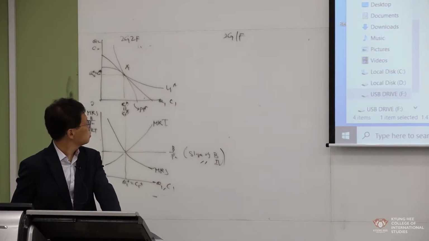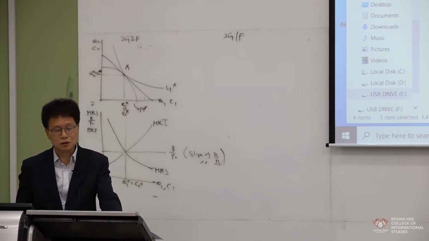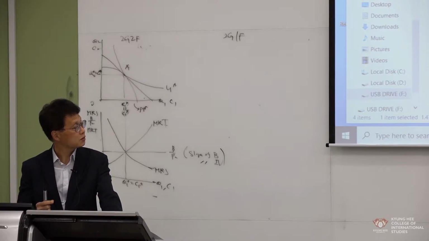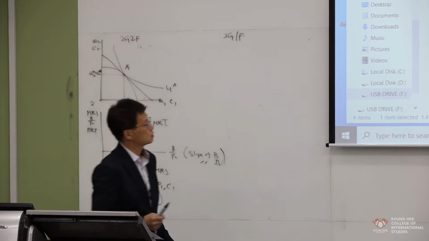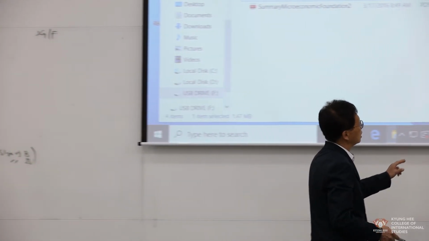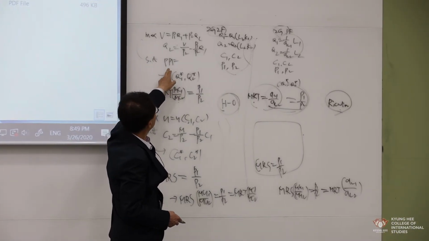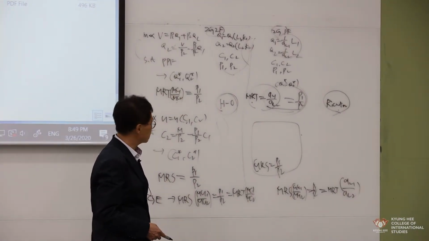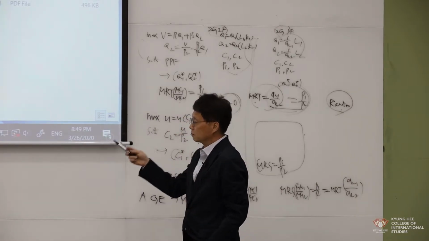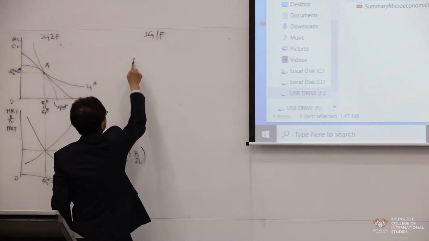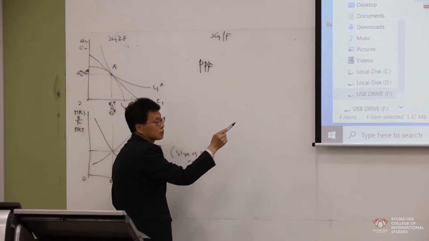Before explaining the two-good one-factor case's general equilibrium condition in graphs, I'd like to explain in more detail about the production possibility frontier, right? So here, MRT is the slope of PPF. Then how is PPF constructed, right? That is basically PPF constructed from this condition.